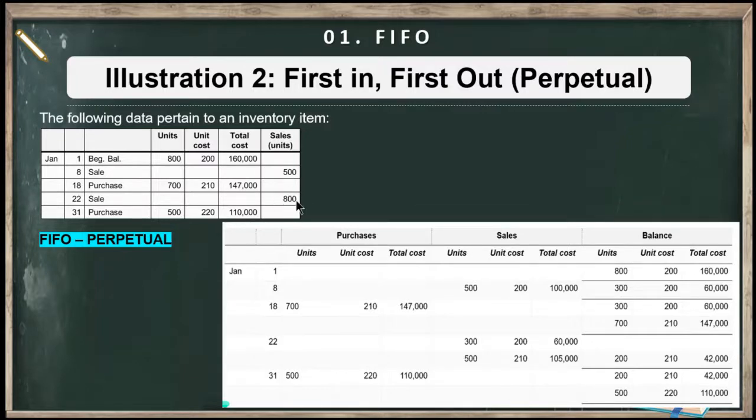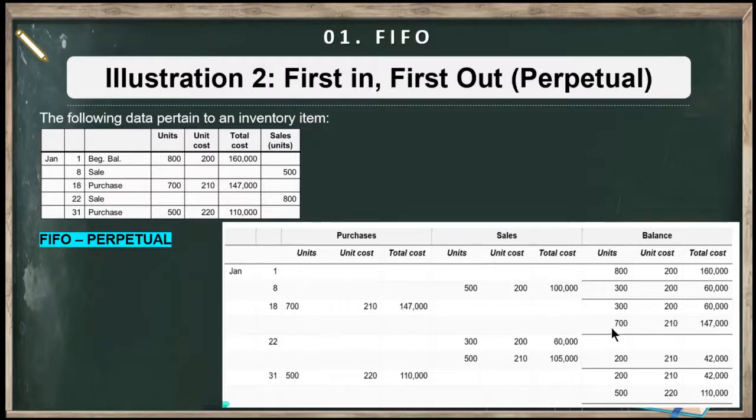Where are we going to get the 800 units? We will first apply it to the older stock, which is 300. That's 300 times 200, that's 60,000. Since 800 items were sold, we are still short by 500. So we will get the remaining 500 units from the very recent purchase, from the January 18 purchase. So 500 times 210, the unit cost on January 18, is 105,000.